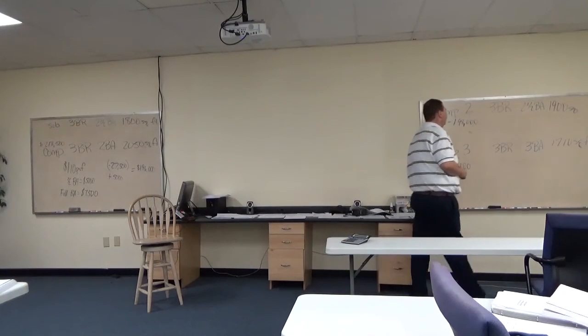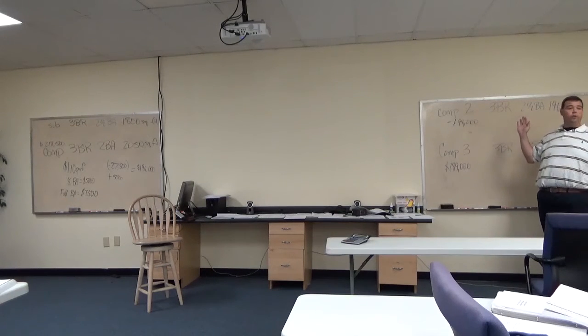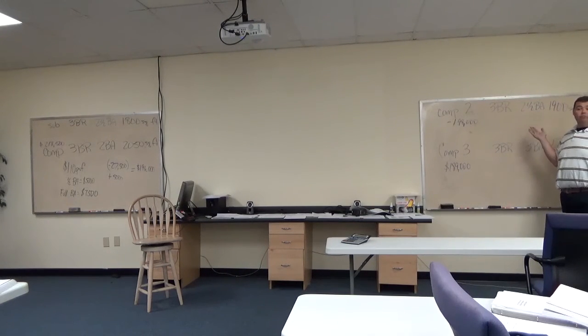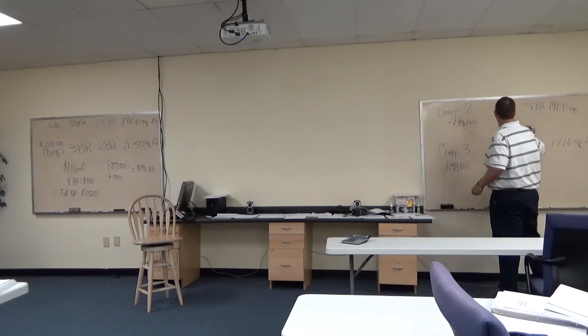Comp 2. Do we need to make any changes to comp 2? We already adjusted for the square footage. The bath is a push, exactly the same. So what's our indicated value for comp 2? 187. 187, the same number.